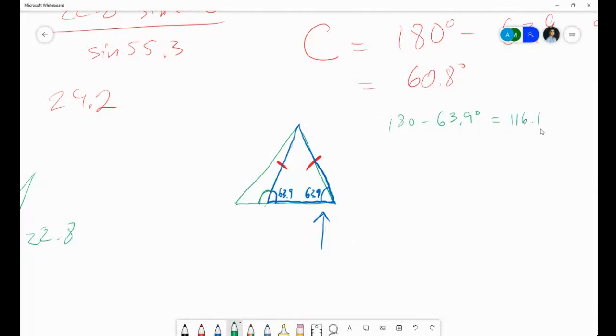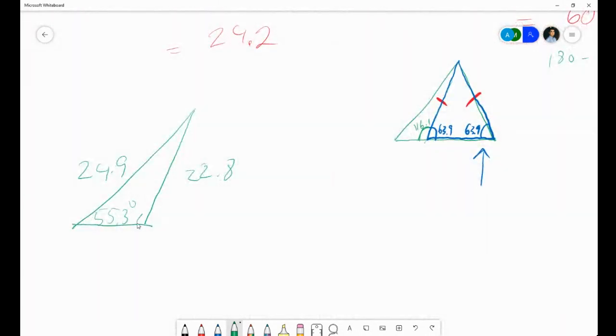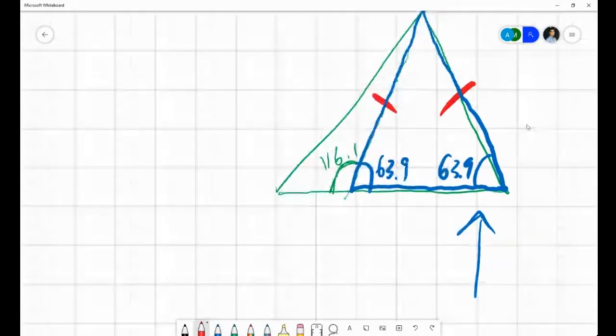So now this angle is 116.1, which means that this angle is 116.1. It's the same angle. So now that we know that, we can definitely find this. Can you say one more time that logic from 63.9 to 116.1? Yeah, because they are supplementary.